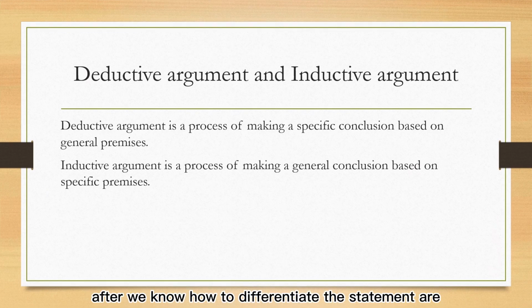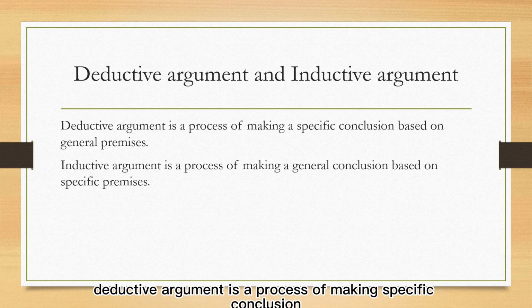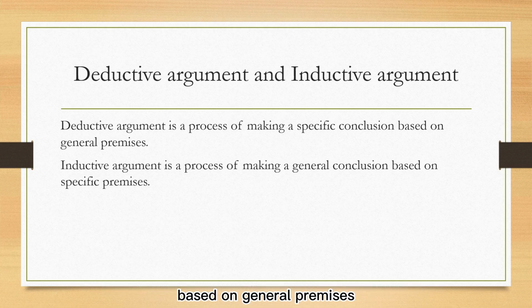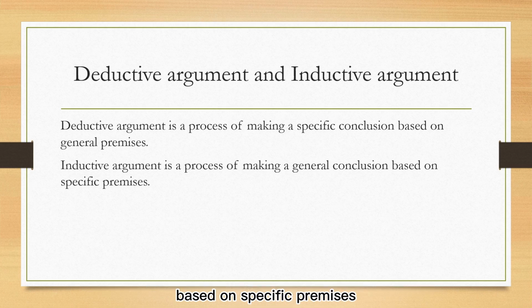After we know how to differentiate the statement as a specific statement or general statement, now we can go on to deductive argument and inductive argument. What is a deductive argument? A deductive argument is a process of making a specific conclusion based on general premises. And what is an inductive argument? An inductive argument is a process of making a general conclusion based on specific premises.